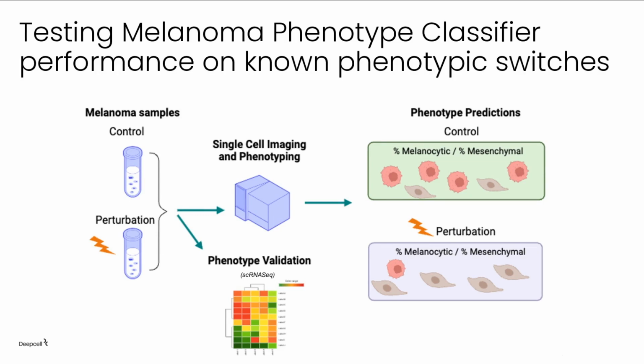Next, we went on to validate our classifier. As I mentioned, we used perturbation experiments to do so. We had control cell lines that we then exposed to stimuli. We ran our classifier and recorded the predicted percentages of melanocytic and mesenchymal cells in the control samples, as well as in the perturbed samples. And we compared the two to see whether we see a shift in phenotypes that we can predict with our baseline, which was again single cell RNA sequencing.